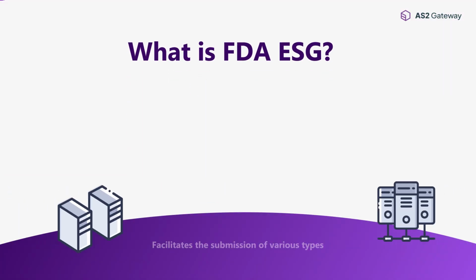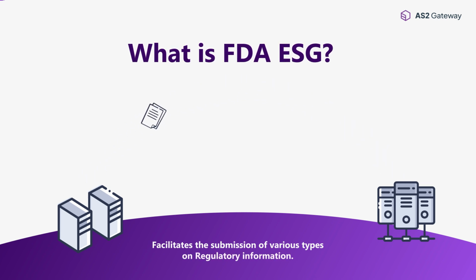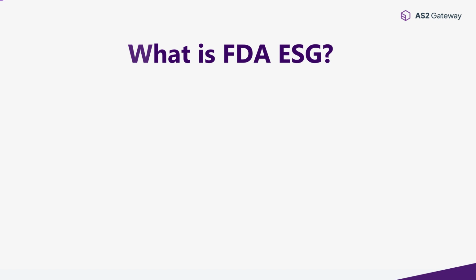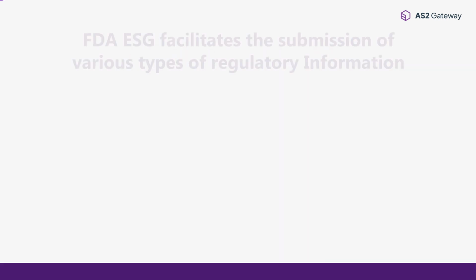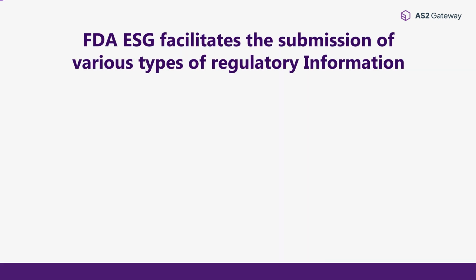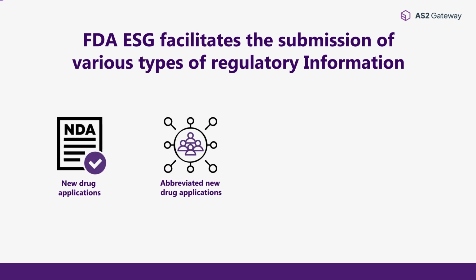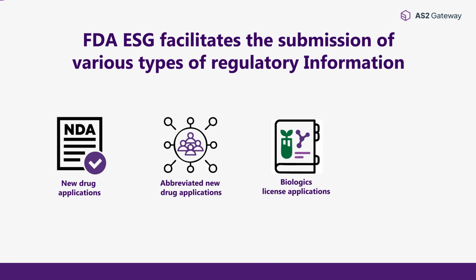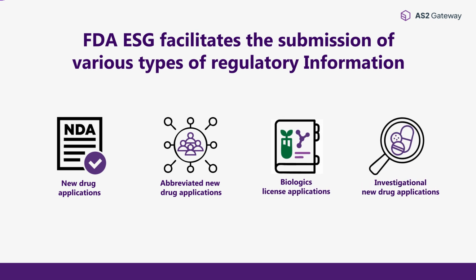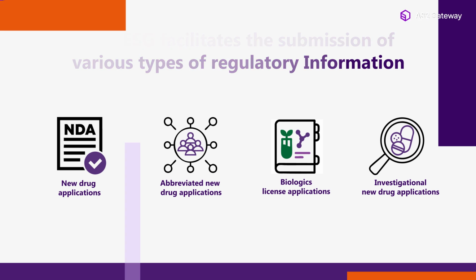The FDA Electronic Submissions Gateway is a secure portal that allows the electronic submission of regulatory information to the U.S. Food and Drug Administration. It facilitates the submission of various types of regulatory information, including new drug applications, abbreviated new drug applications, biologics license applications, investigational new drug applications, and other submissions required by the FDA.